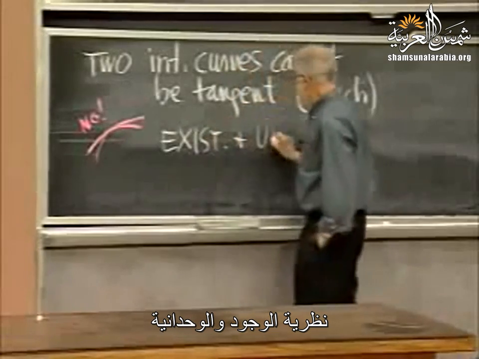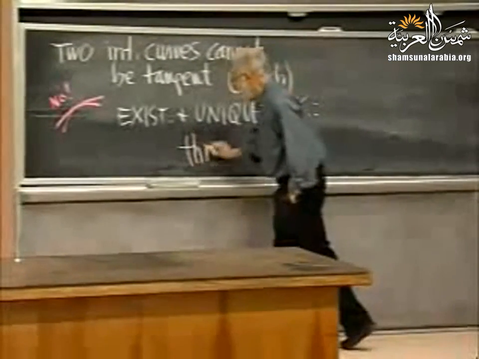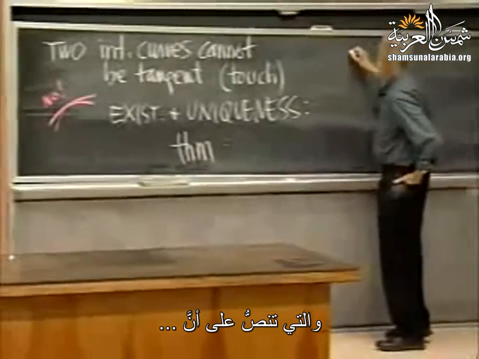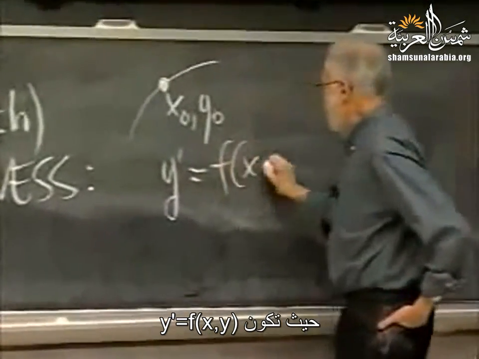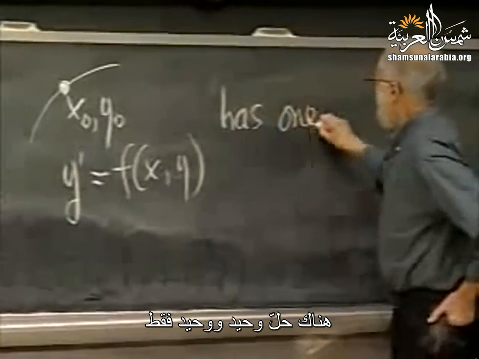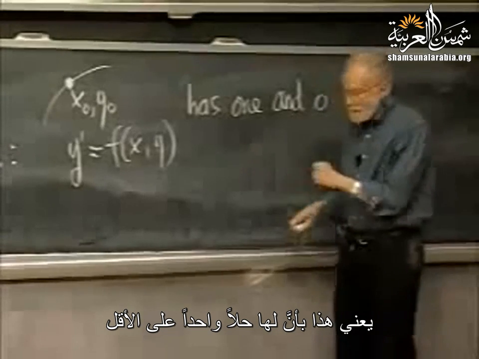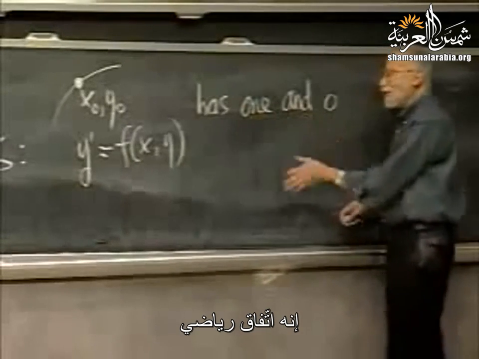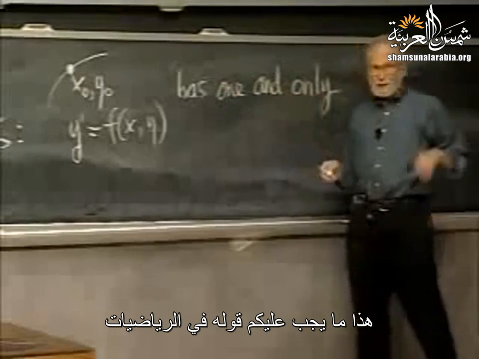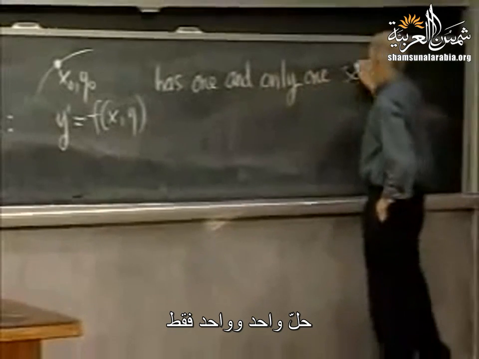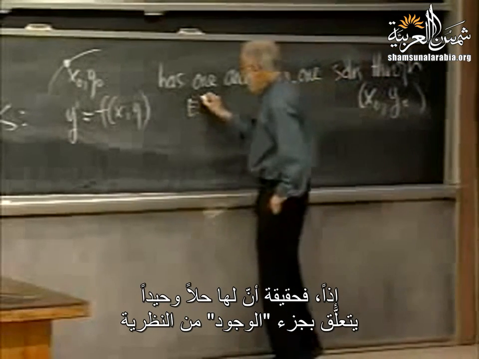Existence and uniqueness theorem, which says that through a point x0, y0, the equation y prime equals f of x, y has only one and only one solution. One has one solution. In mathematics speak, that means at least one solution. It doesn't mean it has just one solution, okay? That's mathematical convention. It has one solution, at least one solution, but the killer is only one solution. That's what you have to say in mathematics if you want just one. One and only one solution through the point x0, y0. So the fact that it has one, that's the existence part.